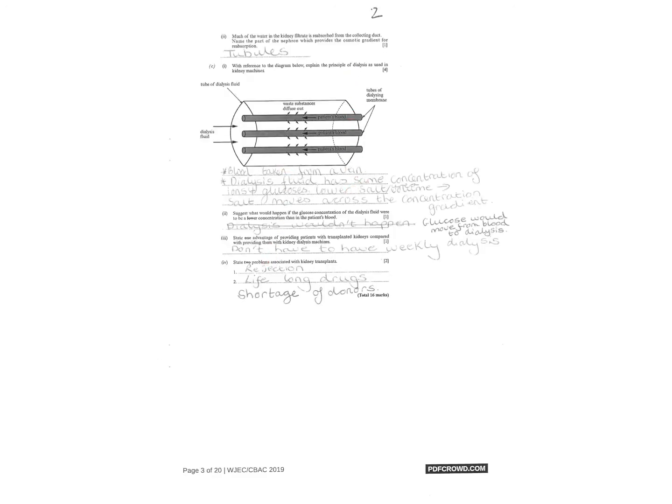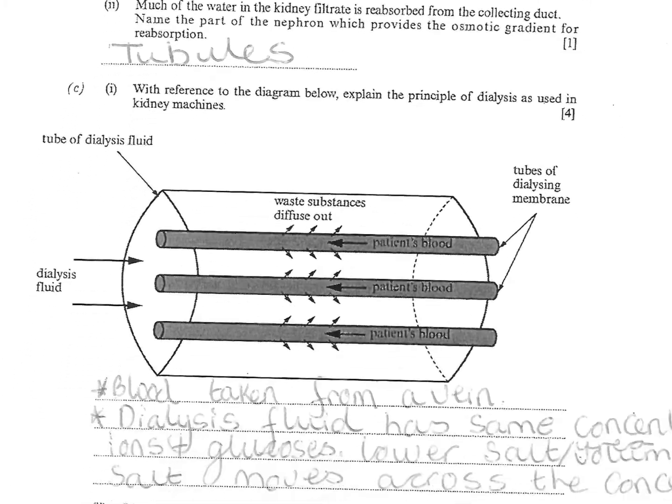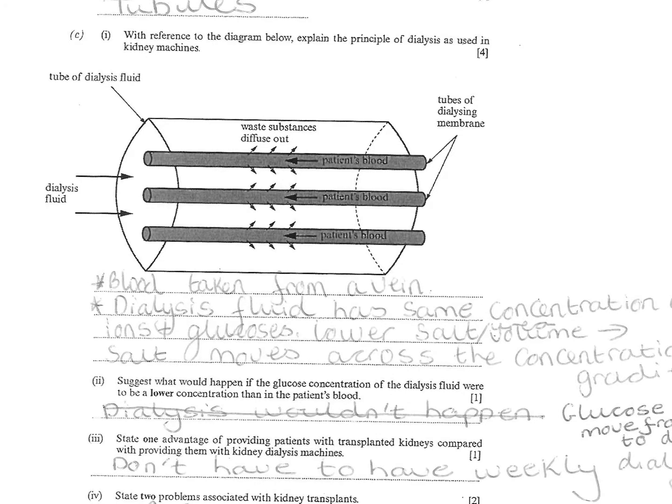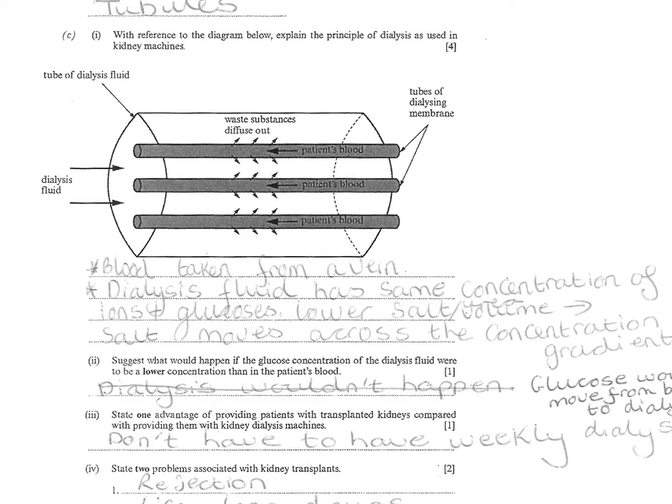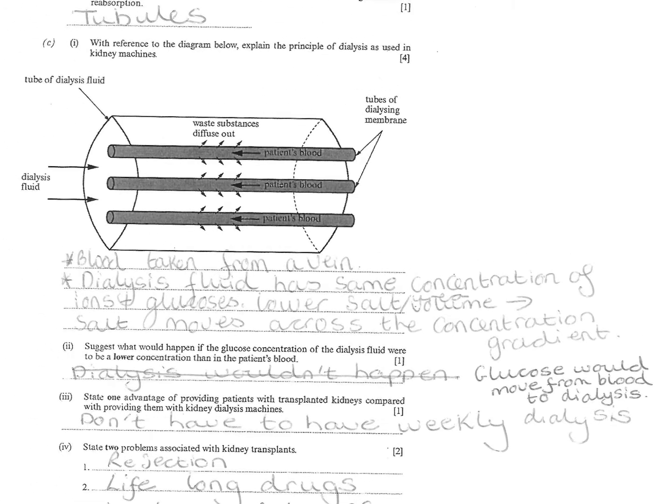As part of the nephron, which provides the osmotic gradient, that's the tubules and the blood. This is looking at how dialysis works. Blood is taken from a vein. Dialysis fluid has the same concentration of ions and glucose, but lower salt and urea. So salt moves across the concentration gradient. Depending on how much glucose you've got in your blood, some of it might move across, but normally the glucose stays in your blood. What you're trying to make is a fluid which has got all the waste products in it. Suggest what would happen if the glucose concentration of dialysis fluid was lower. The glucose would move from the blood to the dialysis waste substance.